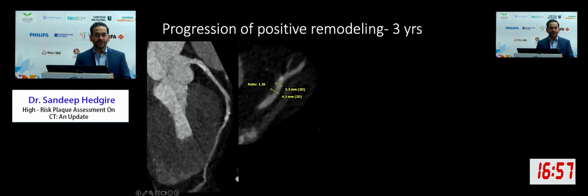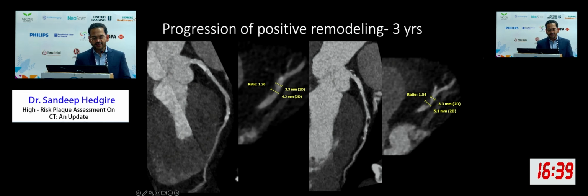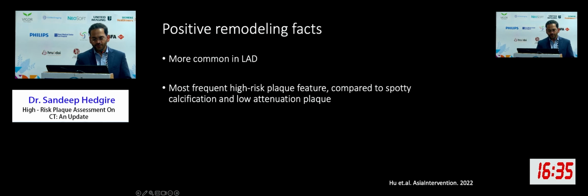Another thing that we are seeing in the clinical practice is sometimes these patients, even though they are on statin and optimize their medical therapy, they do progress. Here is an example of a patient who came to us, I think, in 2019, and 3 years later, please note the ratio here, which was 1.2. 3 years later, the ratio has progressed further and now is 1.5.